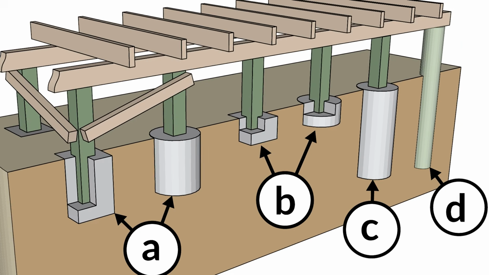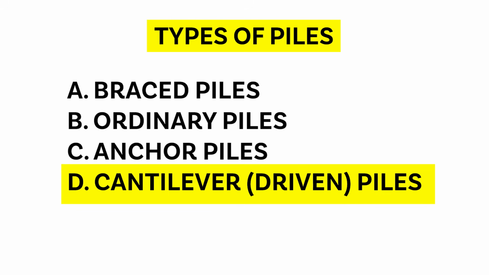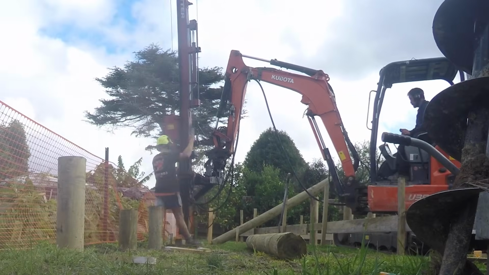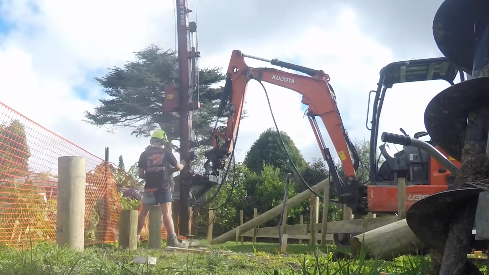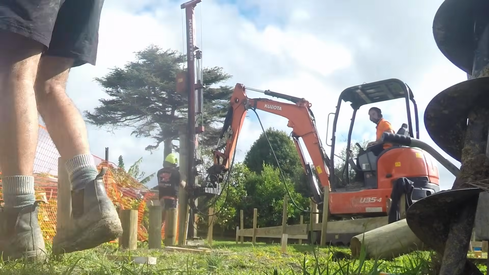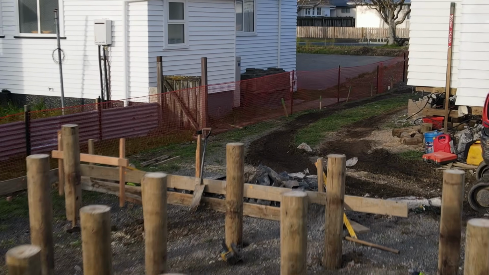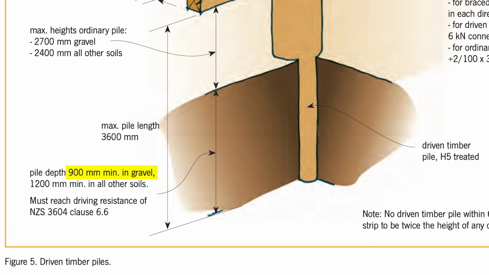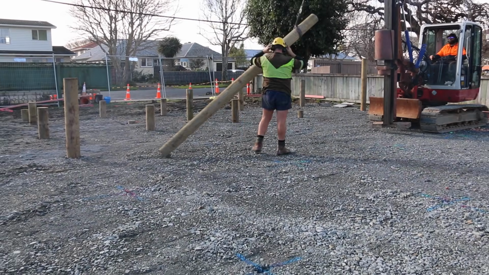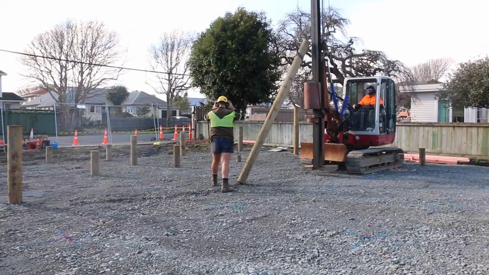The very last type of pile is a cantilever-driven pile. Cantilever piles are driven round timber poles with a maximum length of 3.6 meters. Maximum height they can come out of the ground is 1.2 meters, and the minimum depth is at least 900 mils into gravel or 1.2 meters into other soil types. Cantilevered piles can then also be used as brace piles.